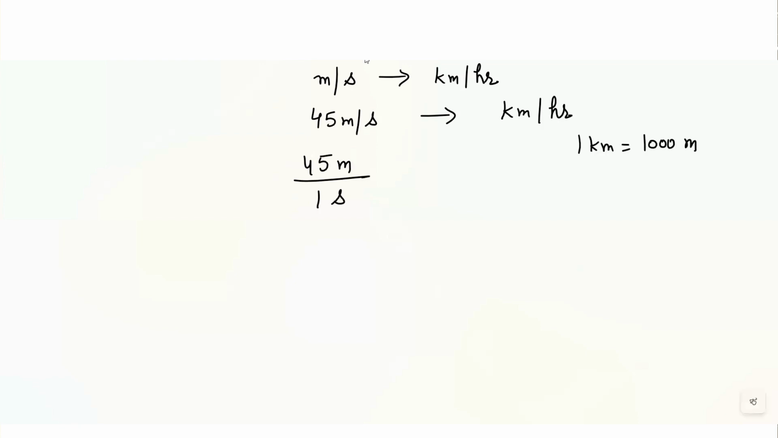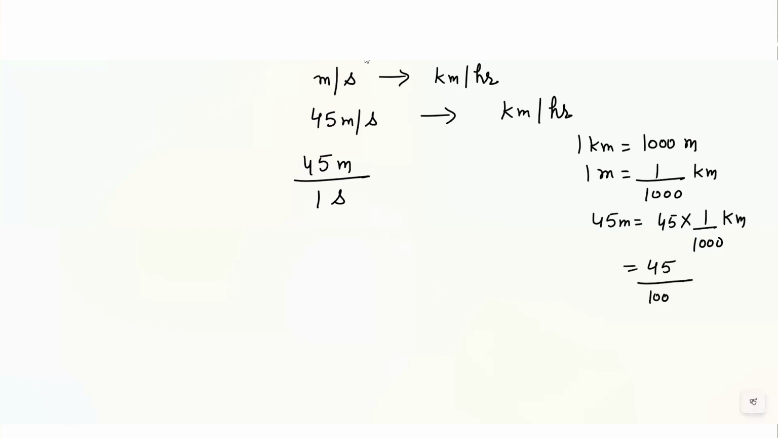So for that, let's take an example. If it is given, convert 45 meter per second to kilometer per hour. So that means 45 meter in 1 second. So we already know 1 kilometer is equals to 1000 meter. That means 1 meter is equals to 1 divided by 1000 kilometer. 45 meter will be equals to 45 into 1 over 1000 kilometer, which is equals to 45 over 1000 kilometer. So we got the value for 45 meters.